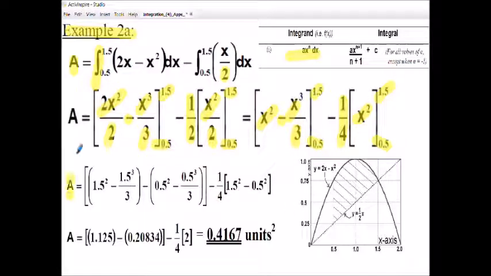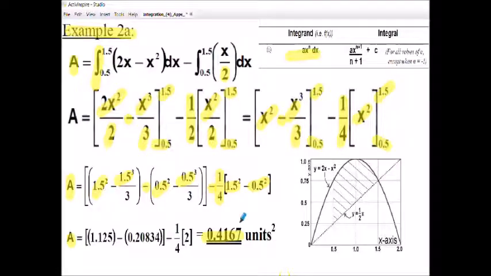In the next line, I'm now imposing my limits. In the first bracket I put the upper limit of 1.5 wherever I see an x, and I take away from that the lower limit, 0.5, wherever I see an x in the function. Then I take away my second term, the 1 upon 4 is a factor outside, and I just put in the upper limit of 1.5 squared minus the lower limit of 0.5 squared. Okay, I'll let you look at the arithmetic. The answer there is 0.4167.